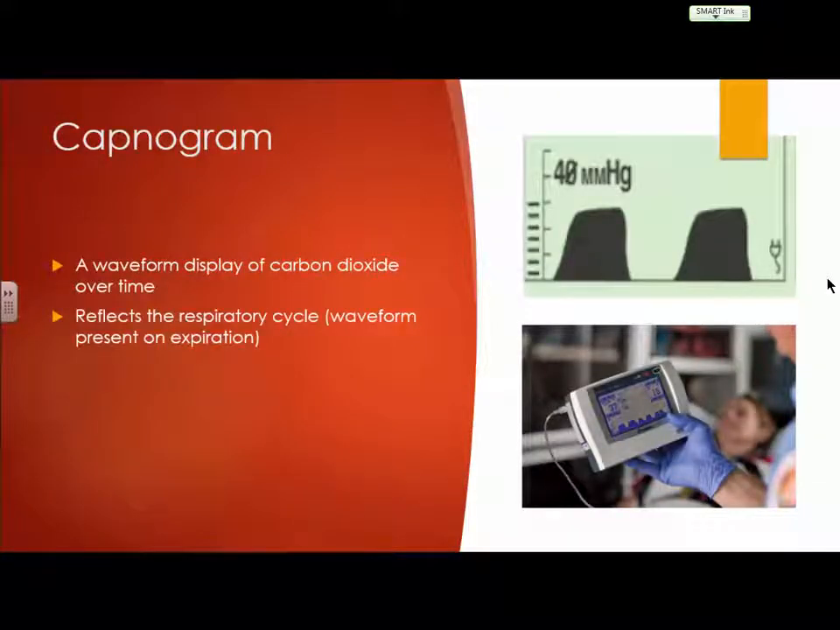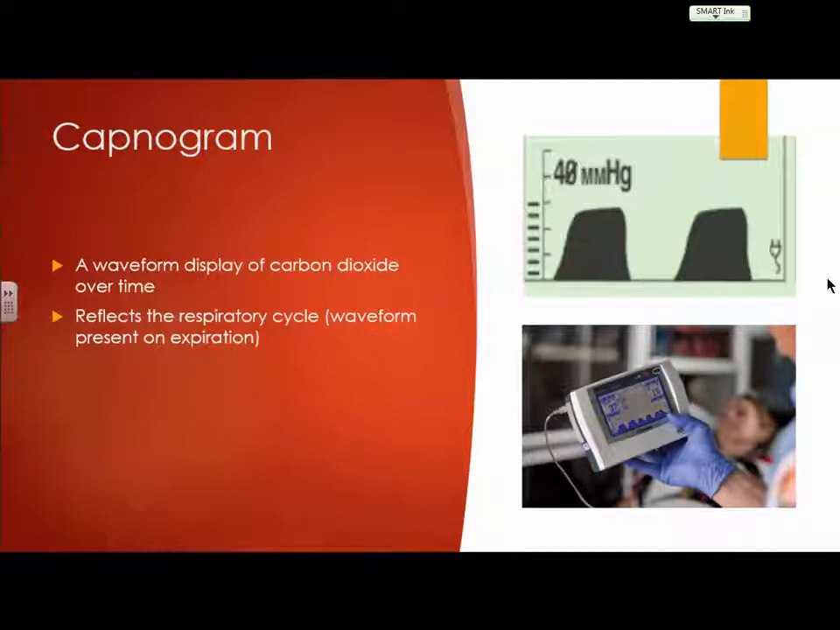With your capnogram, or capnograph, a waveform display of carbon dioxide over time. It is on a graph, okay? It is on a graph where this is measured in length, all right? So if you've got a wider waveform, that means that they're having a longer expiratory time. If you've got a shorter waveform, it means that they've got a shorter expiratory time.